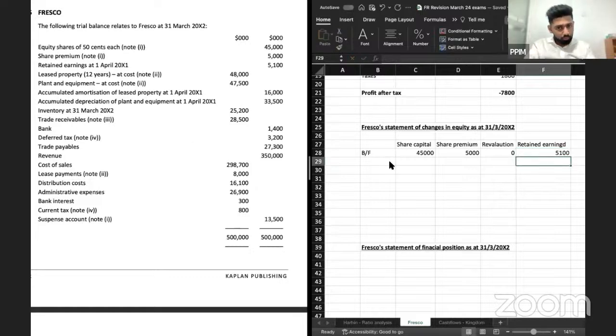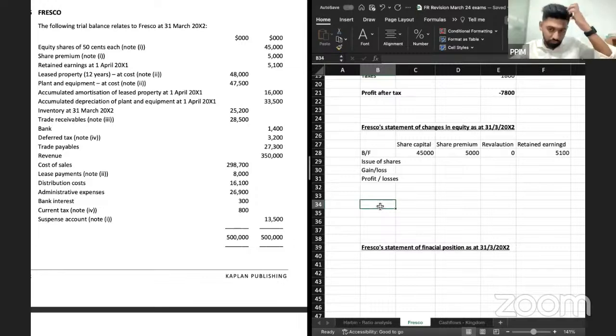Now your share capital will change due to issue of shares. Your revaluation will change due to any revaluation gain or loss. Your retained earnings will change with profit or losses. If you have any dividends, you will deduct dividends. If you have any adjustments, you do the adjustments. Okay, this is the normal changes in equity statement.